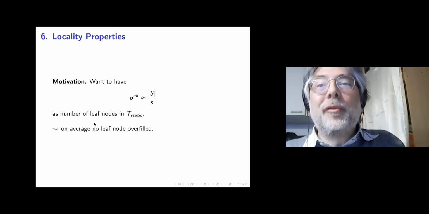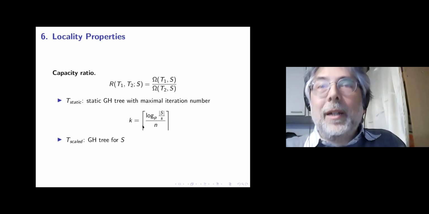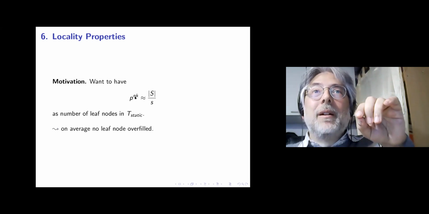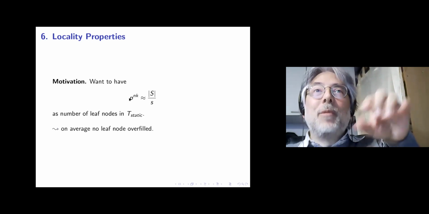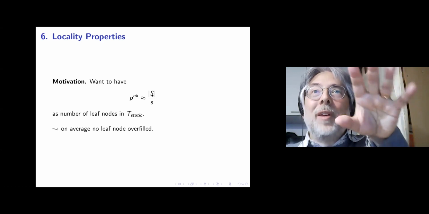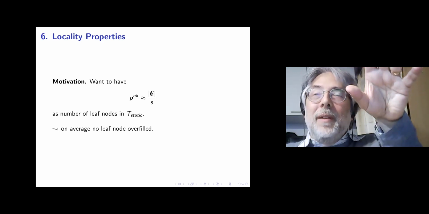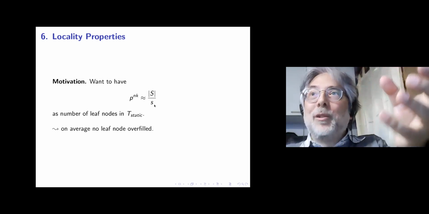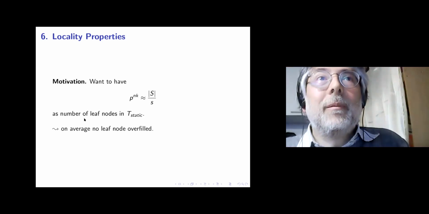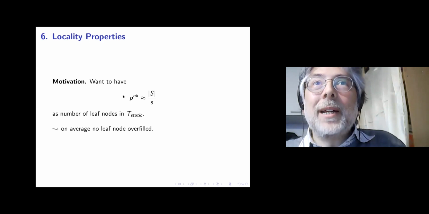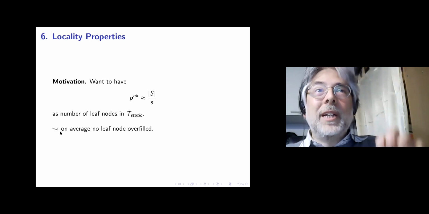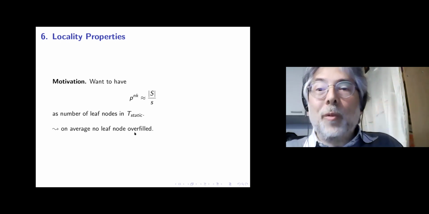The motivation for this number k is that you want p to the nk, the number of leaf nodes, to be roughly the number of data points divided by the bucket capacity of each leaf node. And you want that as the number of leaf nodes in your static tree, so that on average no leaf node is overfilled.